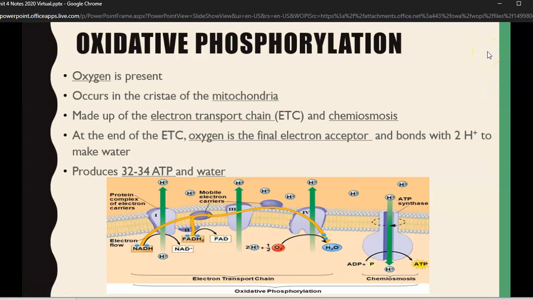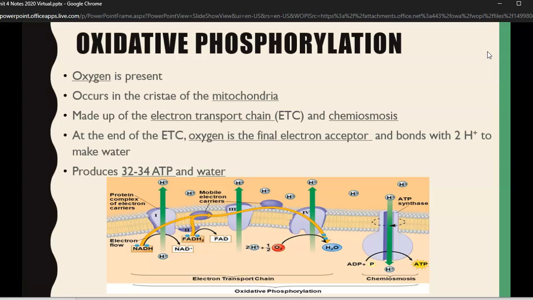So this is our last step. The oxidative phosphorylation is our last step. Oxygen is present during this step, and this actually occurs in the cristae of the mitochondria. Remember, those are the folds of the inner membrane. And this is made up of the electron transport chain and chemiosmosis.